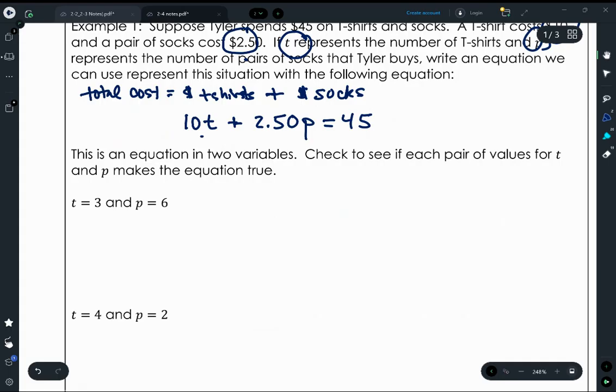Okay, so I have a linear equation, 10t plus 2.50p equals $45. So now they want us to go through and use that equation. This is an equation in two variables. Check to see if each pair of values for t and p make the equation true.